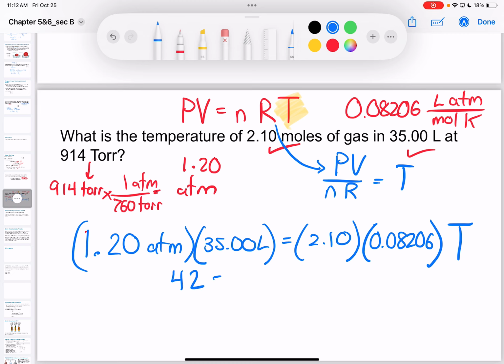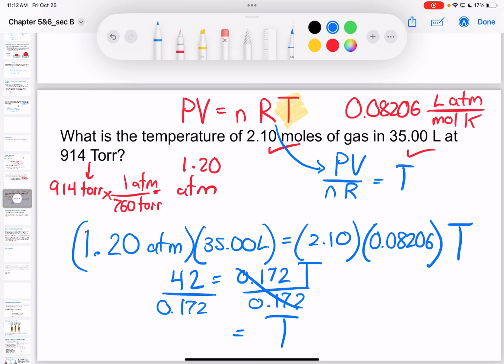So like 42 and 0.172, and then divide both sides by 0.172, and get 244. However you feel most comfortable doing it, that's how you should do it.